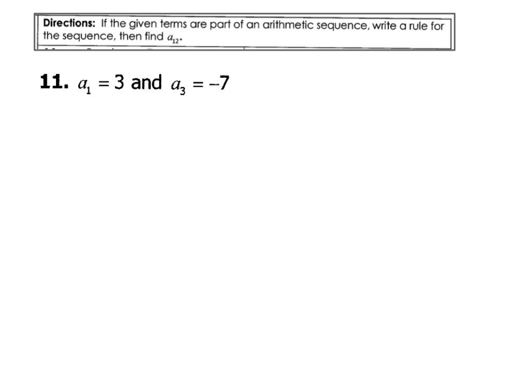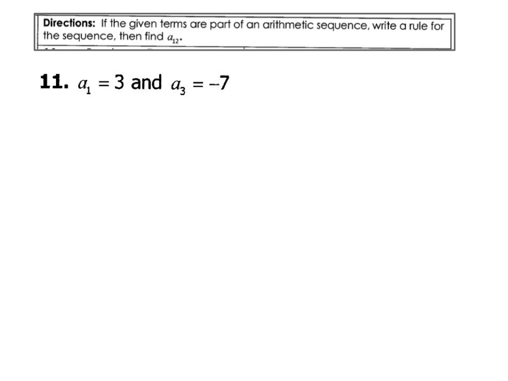Now you can see a problem like number 11, where our directions are that we're given terms that are part of an arithmetic sequence. So we're given that these terms are in fact part of an arithmetic sequence. And we want to write a rule for their sequence, then find the 12th term. So we're given the first term and the third term. In order to write a rule, we need the first term and our common difference. So we're going to use these two terms to find our D, our common difference.